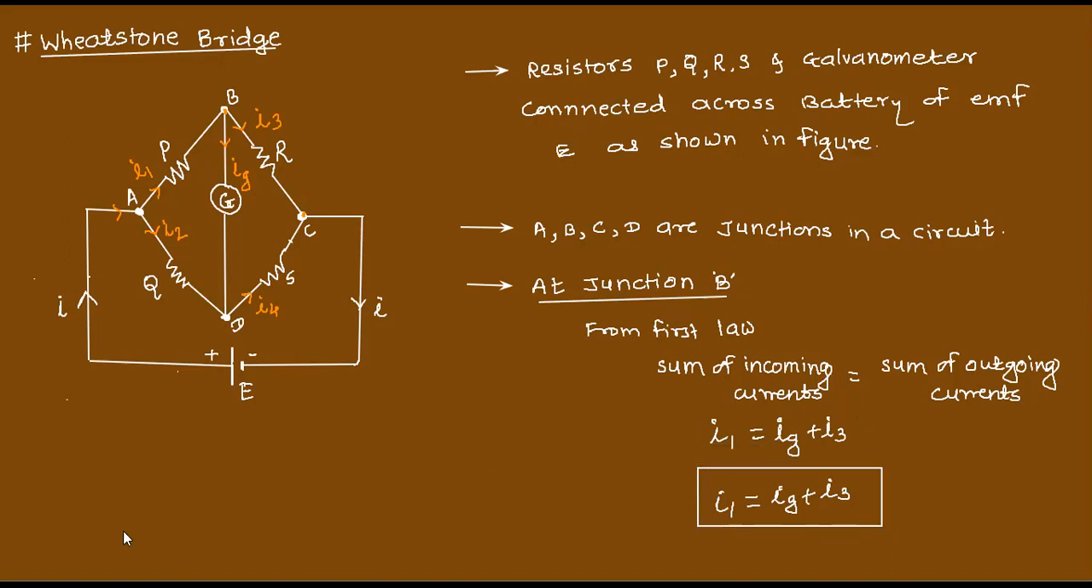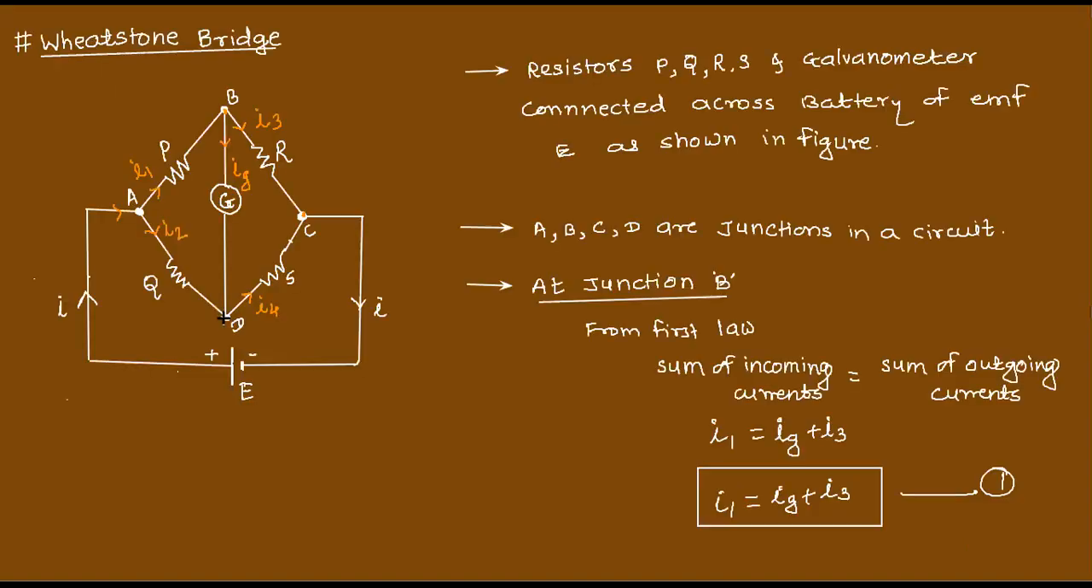Is that clear? Understood? What I did: see at junction B, how many currents are coming towards the junction? Only one current is coming towards the junction, that is I1. Yes, this one. And how many are leaving? This IG and I3 are leaving the junction. Therefore, I1 is equal to IG plus I3. Is that clear? This is your first law. Next.